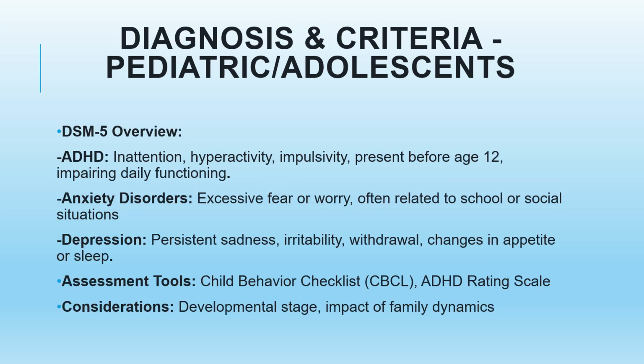For diagnosis and criteria, for the DSM-5 overview, for ADHD, there's inattention, hyperactivity, and impulsivity present before age 12, and then impaired daily functioning. And then for anxiety disorders, there is excessive fear or worry, often related to school or social situations. And then there's depression, which is persistent sadness, irritability. They feel withdrawn, and they often have changes in their appetite. That is very common in this population. A lot of times there are even eating disorders.